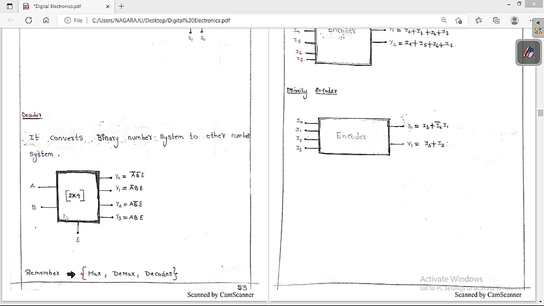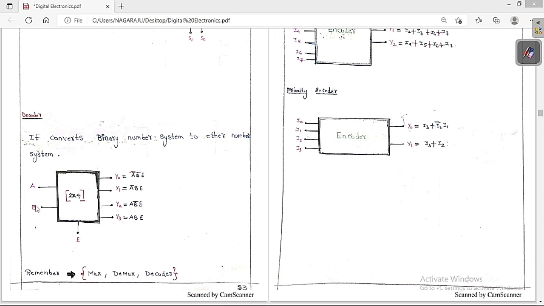Now for n inputs we are going to get 2 to the power of n outputs. So for 2 inputs we are going to get 2 to the power of 2, which is equal to 4 outputs. Now the other input is going to become the control input, or enable input. So the DMUX circuit and the decoder circuit are the same, but we have interchanged the positions of the control inputs and the inputs. Then we are going to get the decoder.